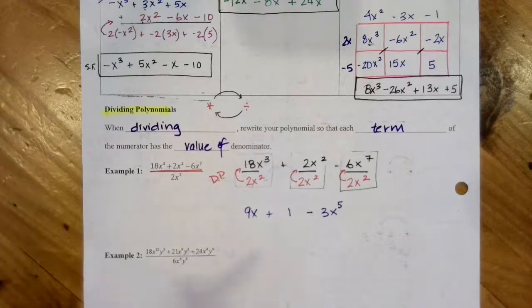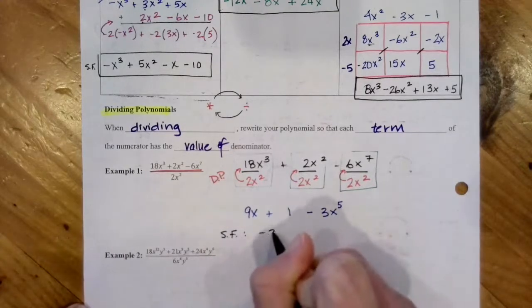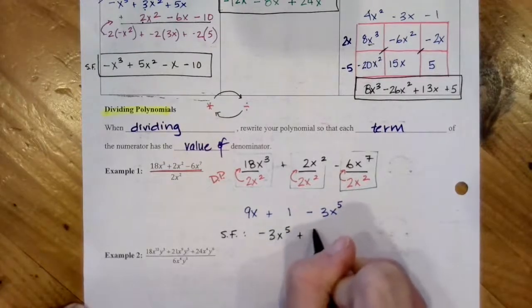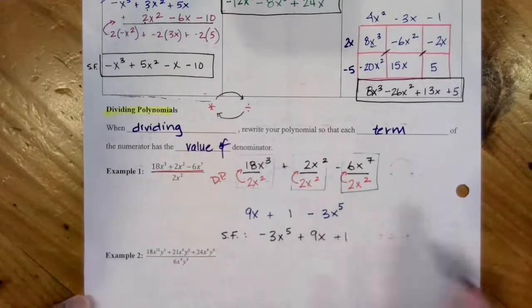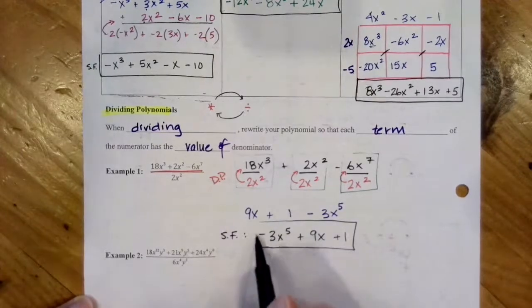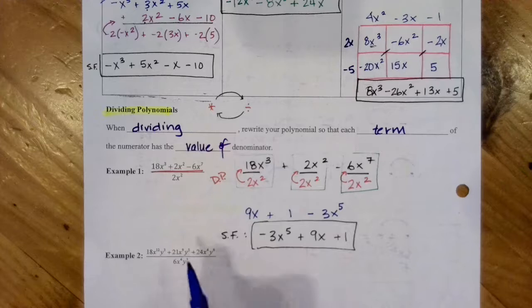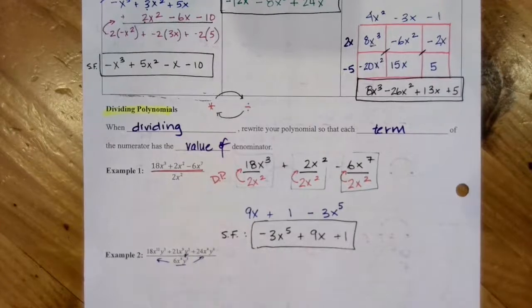So when I go to write this answer in standard form, I want to make sure that my negative 3x to the 5ths come out first. My 9x's are the next highest power, and then my plus 1 is at the bottom. So when we divide polynomials, we're going to break each term up into its separate parts so that this divisor is distributed to each of the 3 terms.